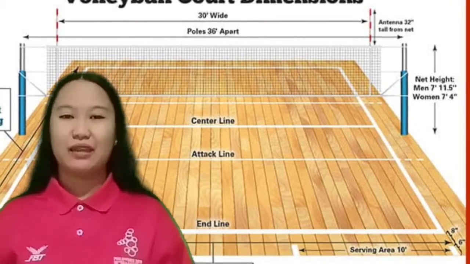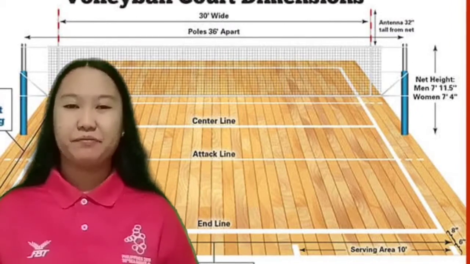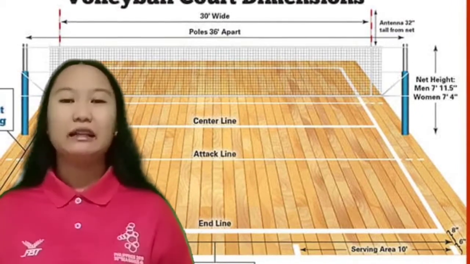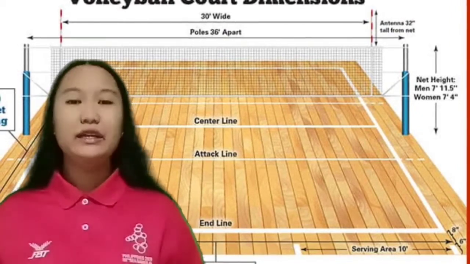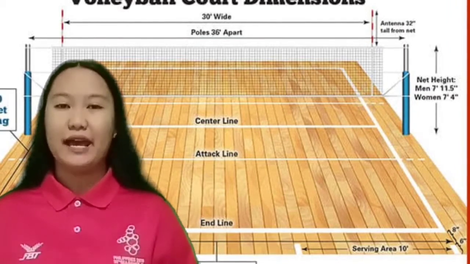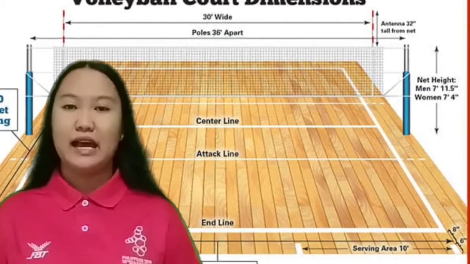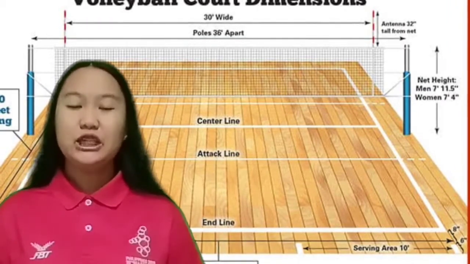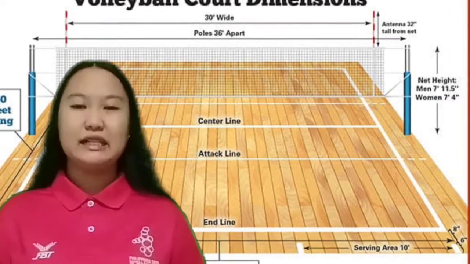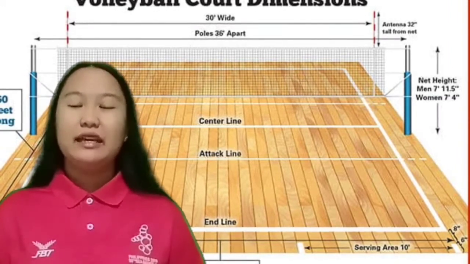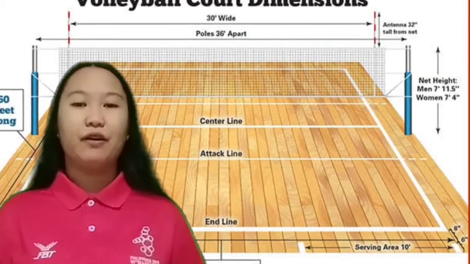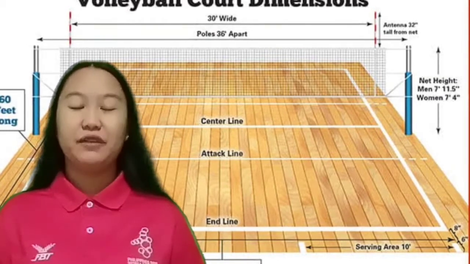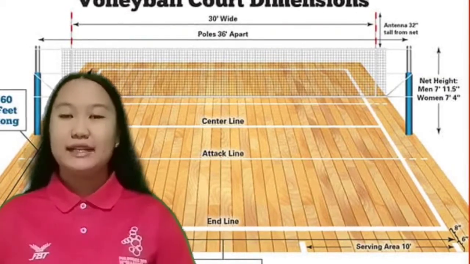Next is the attack line. A 10-foot attack line is drawn on either side of the center line. Next is the service line. Each back line has a service line 10 feet inside the right sideline from which the server can serve the volleyball. Next is the net.